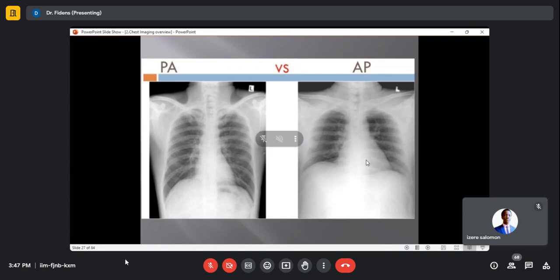Sharp costophrenic angle, PA view. PA view sharp costophrenic angle, you are right. This one on the other side is shallow. They are shallow. What else?